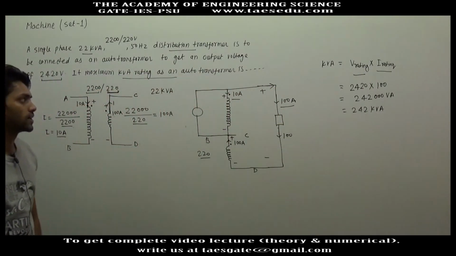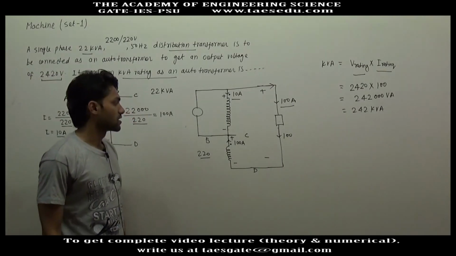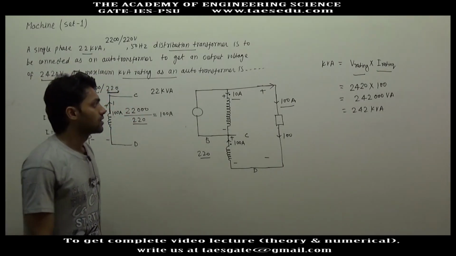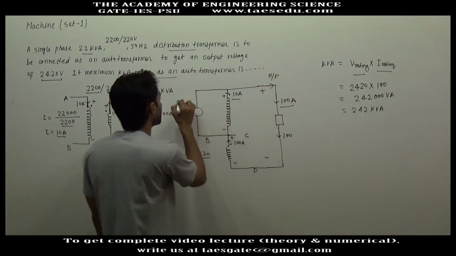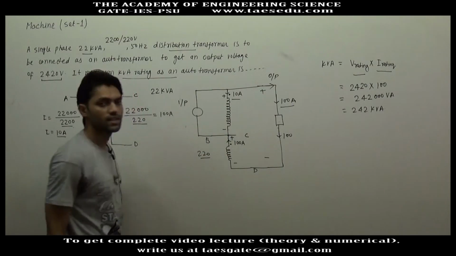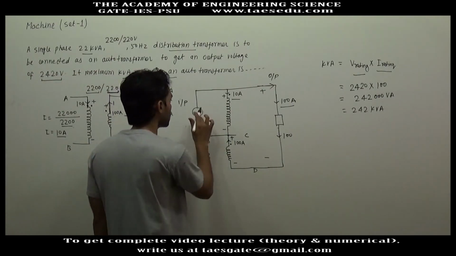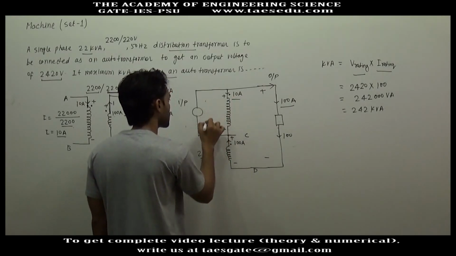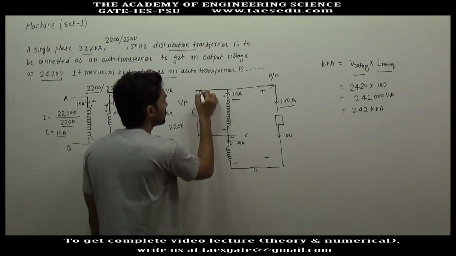If you have to find out the kVA rating of a transformer, if you assume a lossless transformer, the kVA can be found out from the output side as well as the input side, because on the two sides the kVA will be the same. Let us verify it. What is this voltage? The voltage across this source is 2200, and what will be this current?